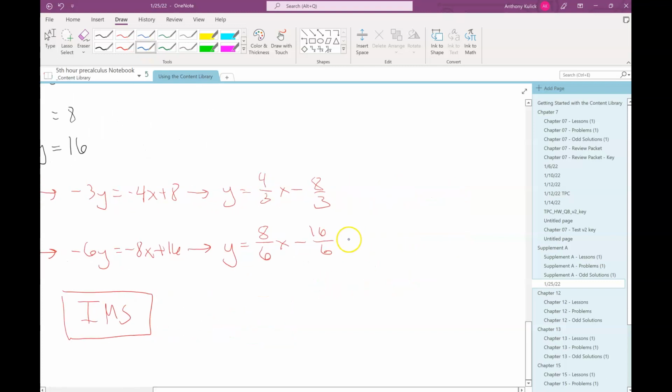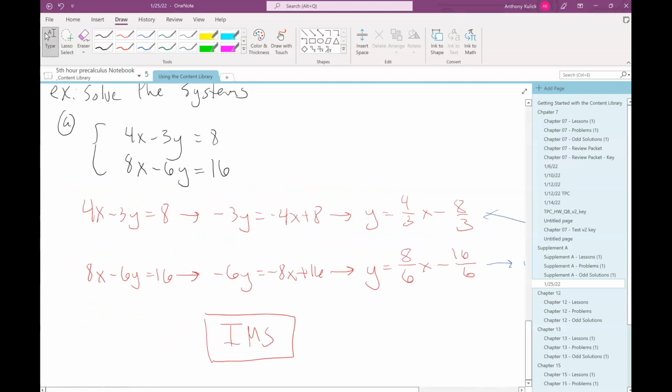No. If I had gone ahead and reduced the fractions in my second equation, I would have noticed that it's the exact same equation, which would have told me there are infinitely many solutions. So if I had made that observation there, I wouldn't have even needed to graph. Everybody okay with that?